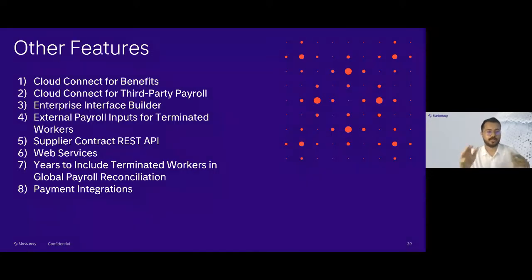So we are coming on to the other features. As you can see, we have a lot more other features than the main features. I would say, why are these other features?